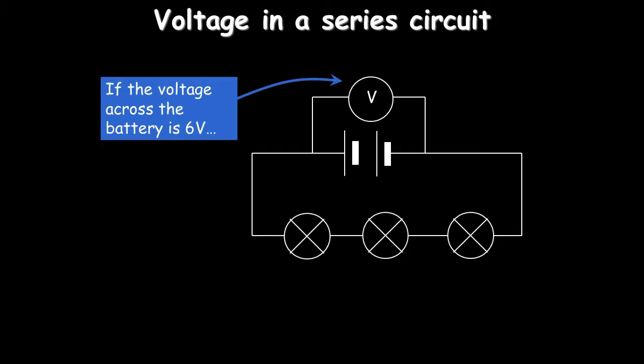Let's have a look at voltage or potential difference now, measured with a voltmeter. A voltmeter is always put in parallel. This is parallel to the battery, so if it tells you it's a 6-volt battery, it's telling you the voltage across the battery.